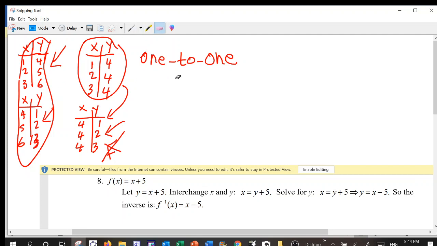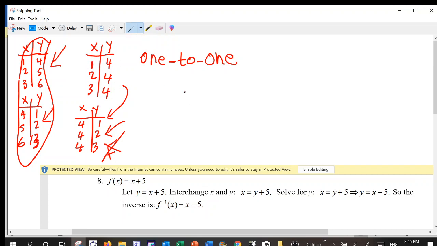So to figure out whether a given function is one-to-one, all you have to do is look at what? Now, if you assume that is a function already, you don't have to worry about the input. But if it's a function, but the output repeats like this one, then this is not what? This is not a one-to-one function.